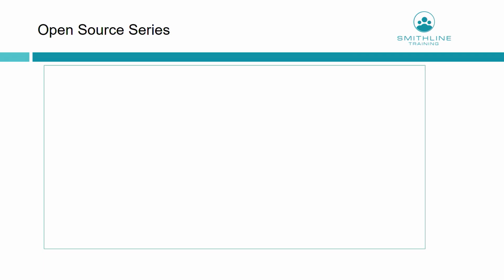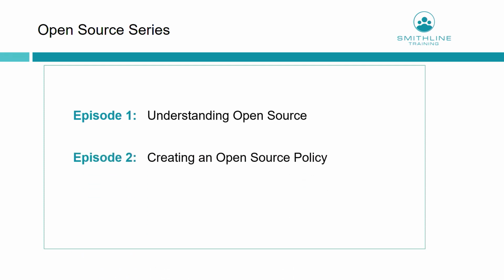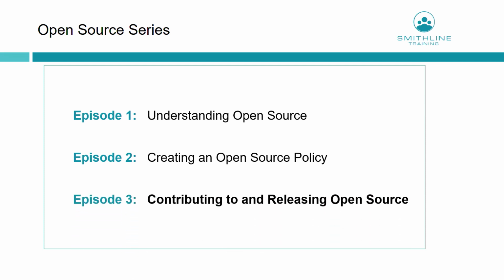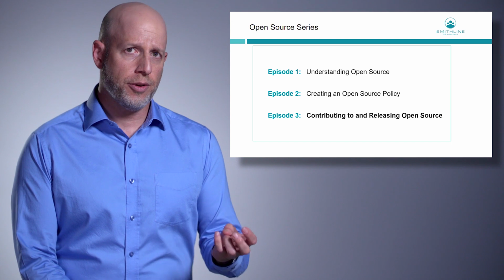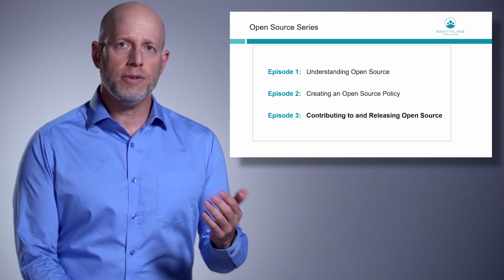This is the third episode in a 3-episode series on open source. In the first episode, we explained how open source licenses work, and we divided them by license type. In the second episode, we taught you how to create an open source policy for your company. And today, we'll talk to you about what you should consider if you want to contribute to third-party open source projects or even release a project of your own.